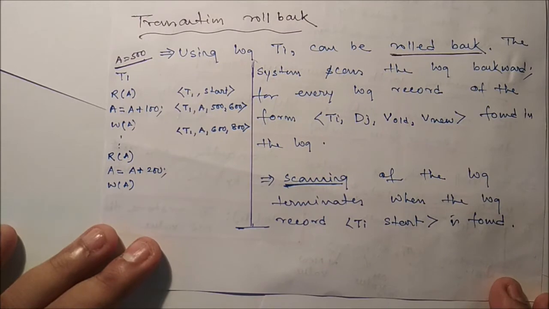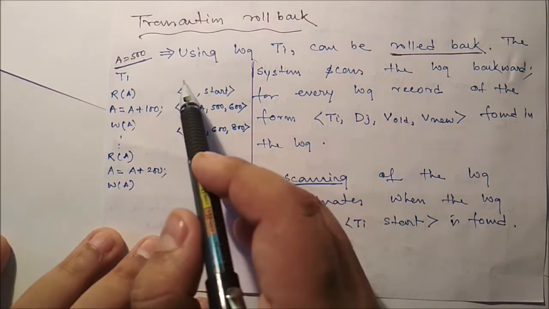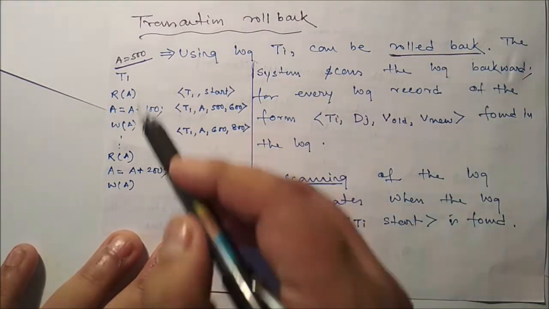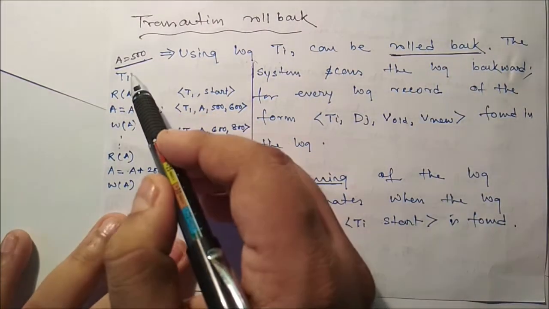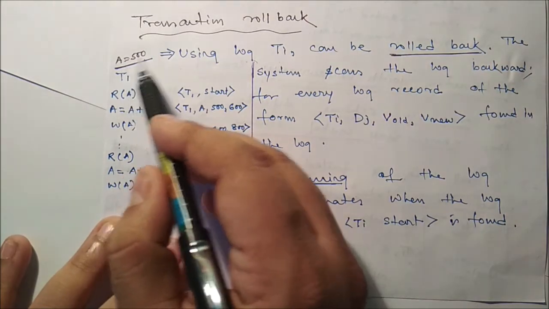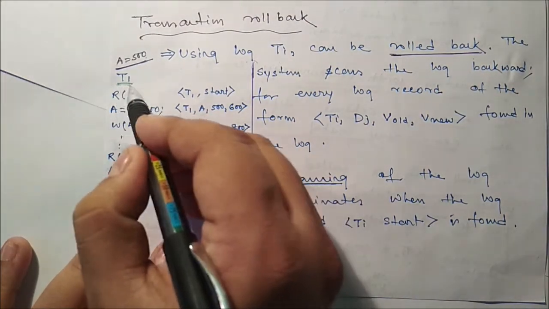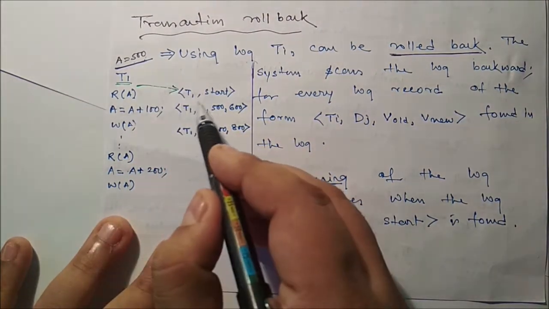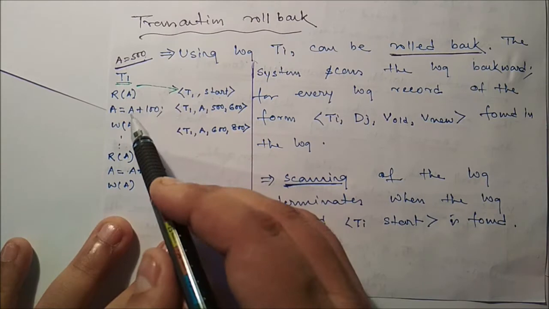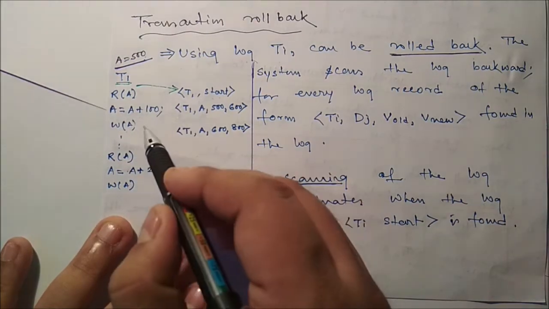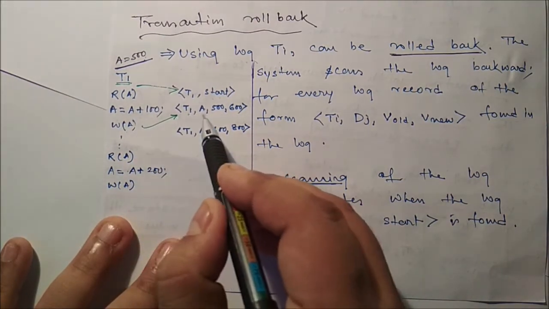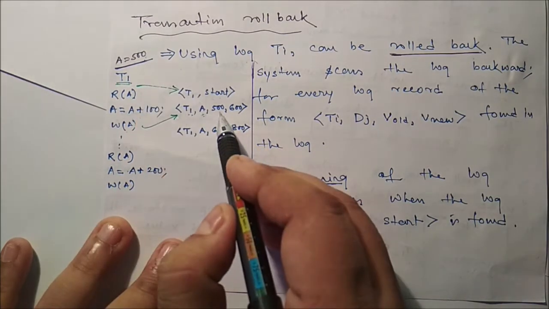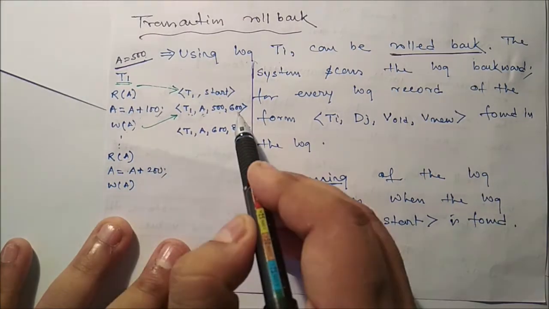Next, transaction rollback. Using the log, Ti can be rolled back. This is our one transaction you can see here. The initial value of A is 500, T1 is the name of the transaction. Just before that, T1 start is written. Then read A, A is equal to A plus 100, write A. Write A means it enters T1, the transaction name, A the variable, old value 500, now 500 plus 100, it is 600.